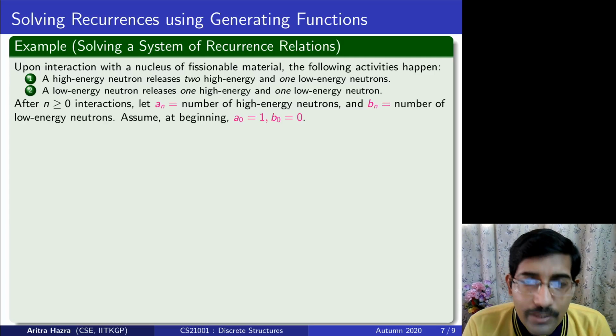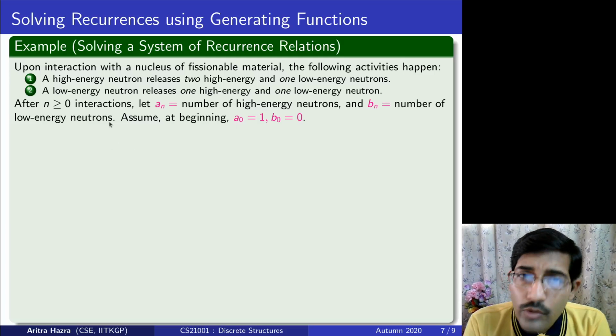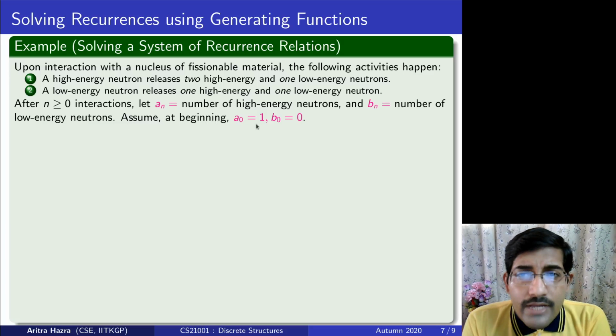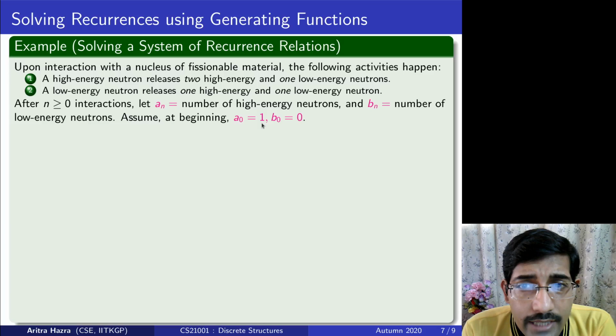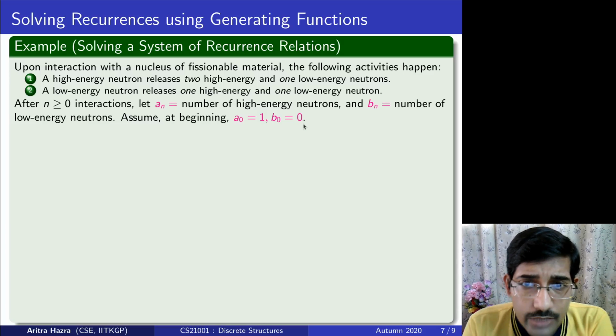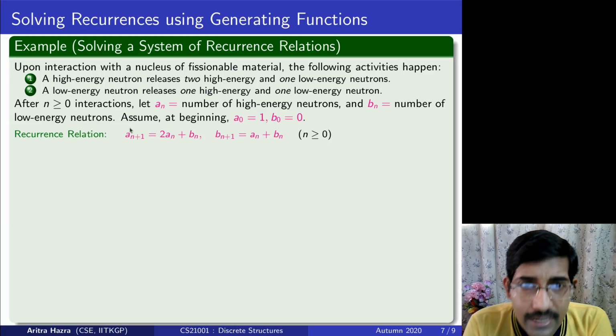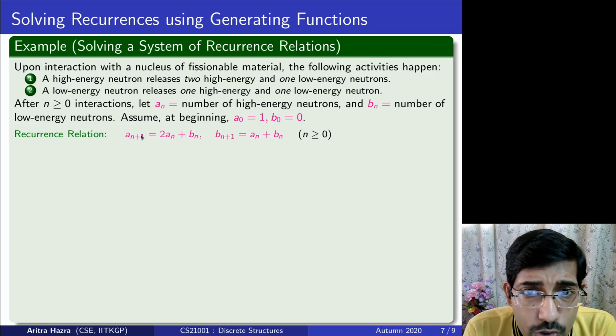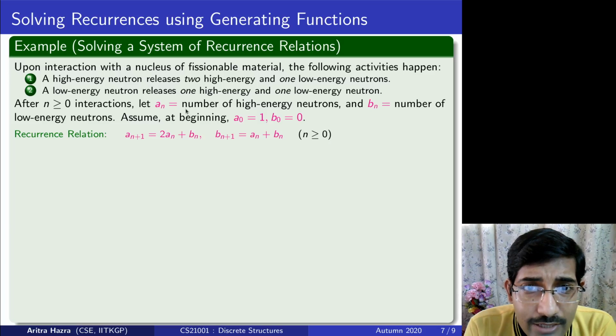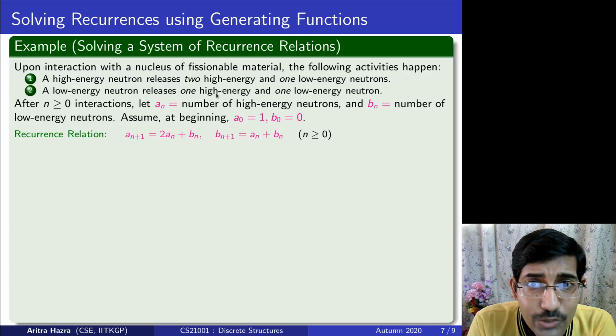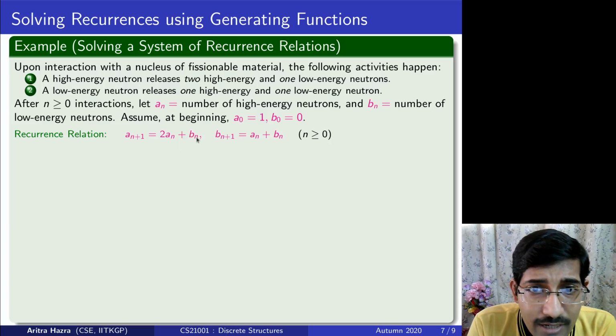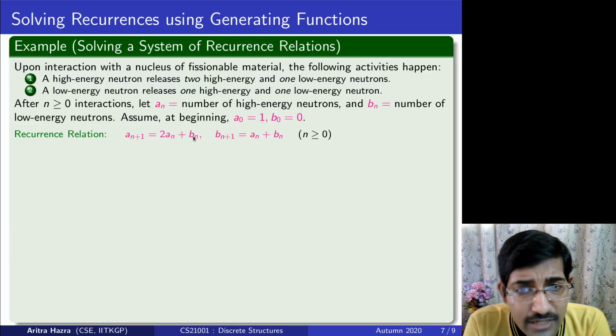So my recurrence would be: An is the number of high energy neutrons, Bn is the number of low energy neutrons. And we assume at the beginning that A0, the high energy neutron, is 1 and there is no low energy neutron. So condition 1 says that every high energy neutron releases 2 high energy and 1 low energy neutrons. So An+1, the number of high energy neutrons, will be 2An, because this releases 2 high energy neutrons, plus Bn, because 1 low energy neutron releases 1 high energy. So Bn low energy neutrons release Bn high energy neutrons.